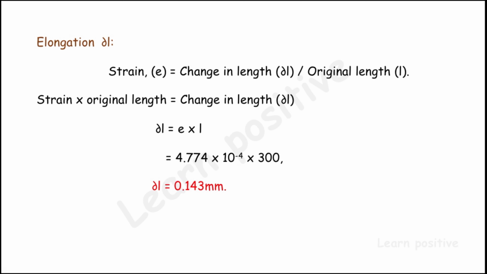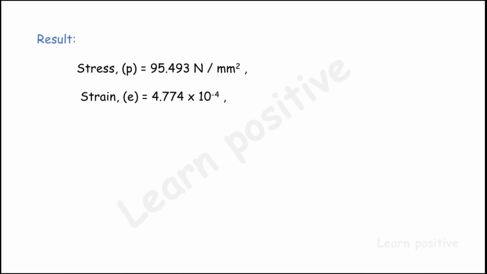Now we found all the three, and now we are going to write the result for this solution. So the result is stress equal to 95.493 Newton per mm square, the strain e equal to 4.774 into 10 to the power of minus 4, and elongation of the circular rod, del L, is 0.143 mm. The result is a must in the examination, so you have to remember after the solution we got, we have to write the result.